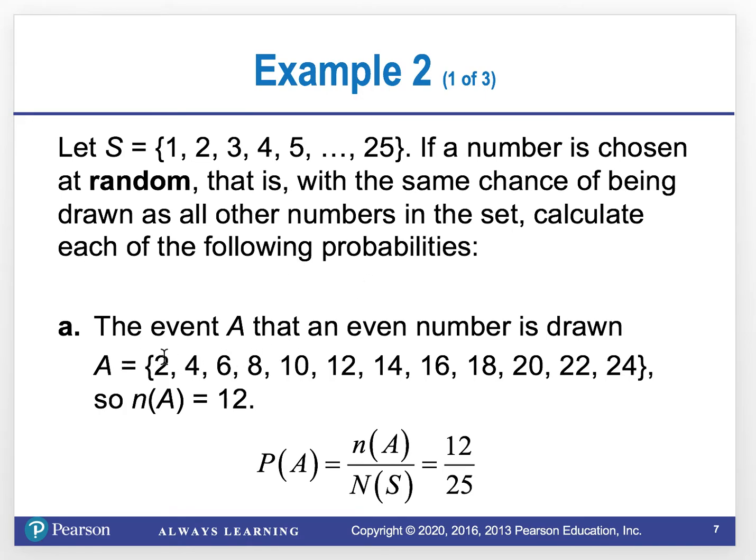Okay, so the first one is the event A, that an even number is drawn. So we've got to figure out, well, how many numbers are in that set A? They've listed all the even numbers here, and we can see that there's 1, 2, 3, 4, 5, 6, 7, 8, 9, 10, 11, 12. So the number of elements in set A, your event, is 12. There's 25 numbers in the sample space, so you simply write 12 over 25. That's it. That's all there is to calculating a probability.